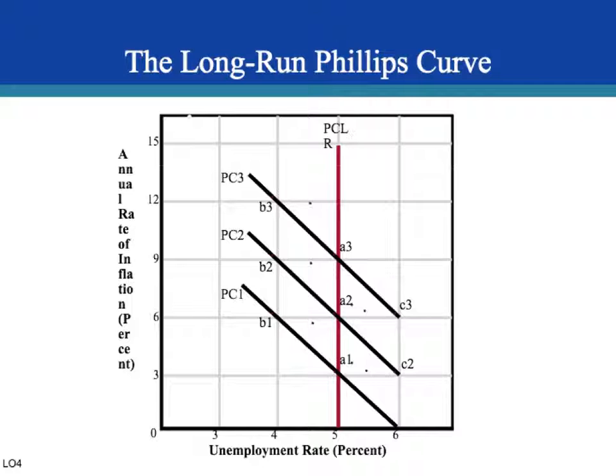Okay, so looking back here, the long run Phillips curve is vertical because in the long run, there is no trade-off between inflation and unemployment. So inflation can be 15% in the long run or 3%, but there's going to be no trade-off. Unemployment will stay at 5.